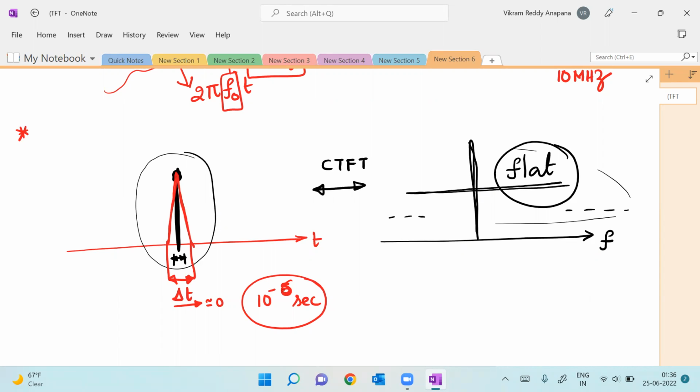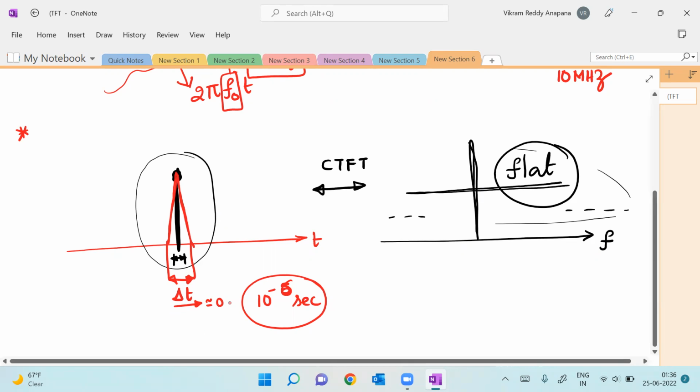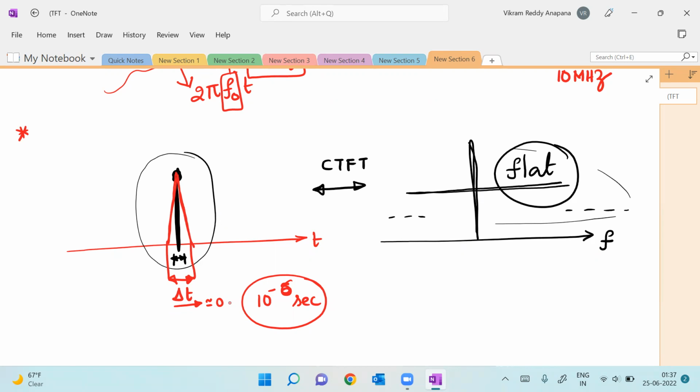Now, how would be the spectrum for a function of this kind? That means delta t is not exactly equal to 0, but it's close to 0. Will the spectrum remain flat or not? You just try it as homework. If you want, you can write it as a homework.